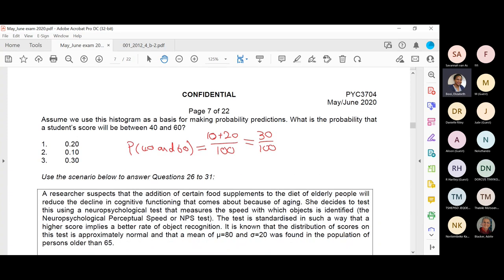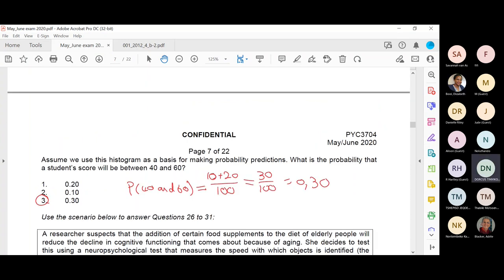I've already written it down. And so the answer will be 30 divided by 100, which is going to give us 0.3, which is 0.30. Which is option 3. And that's how you will answer it.